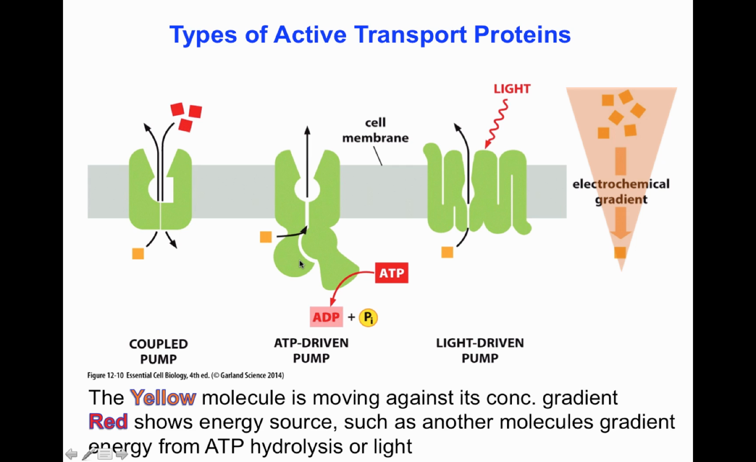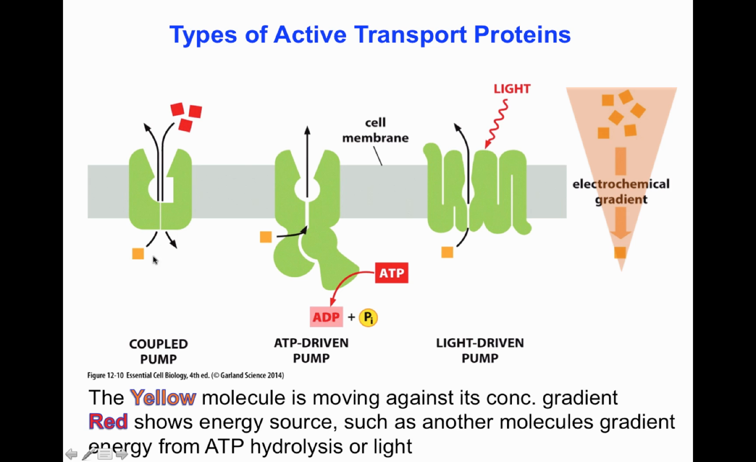The other type of active transport proteins will be an ATP-driven pump, where the solute molecule, here again the orange square, is going to be able to be moved against its electrochemical gradient by using the energy of ATP hydrolysis. Last but not least, we have light-driven pumps, which are again able to move the orange square against its electrochemical gradient by using the energy of light.